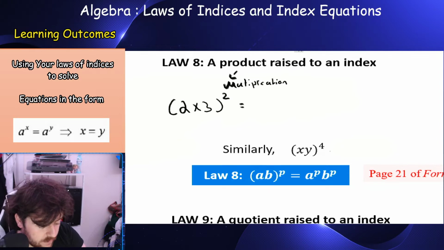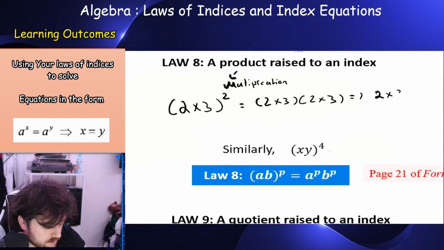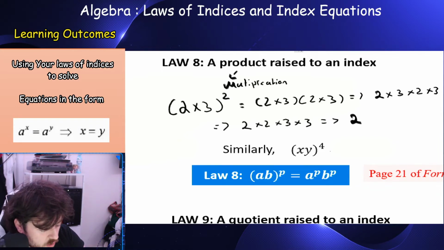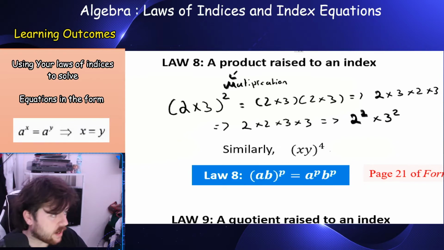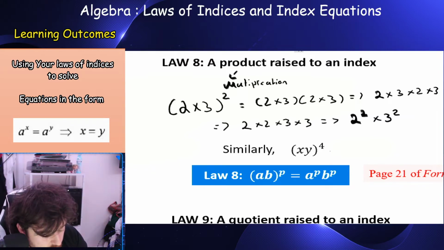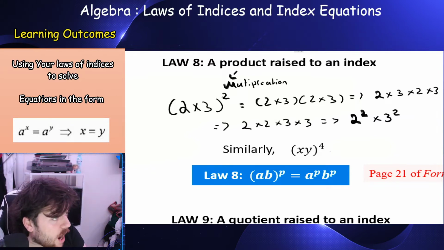I know that's the same as 2 times 3 times 2 times 3, which is the same as 2 times 2 times 3 times 3, which is the same as 2 squared times 3 squared. So my rule here is, if I have a multiplication to a power, I just take that power and attach it to both of the terms. So 2 times 3 to the power of 2 is the same as 2 squared times 3 squared.